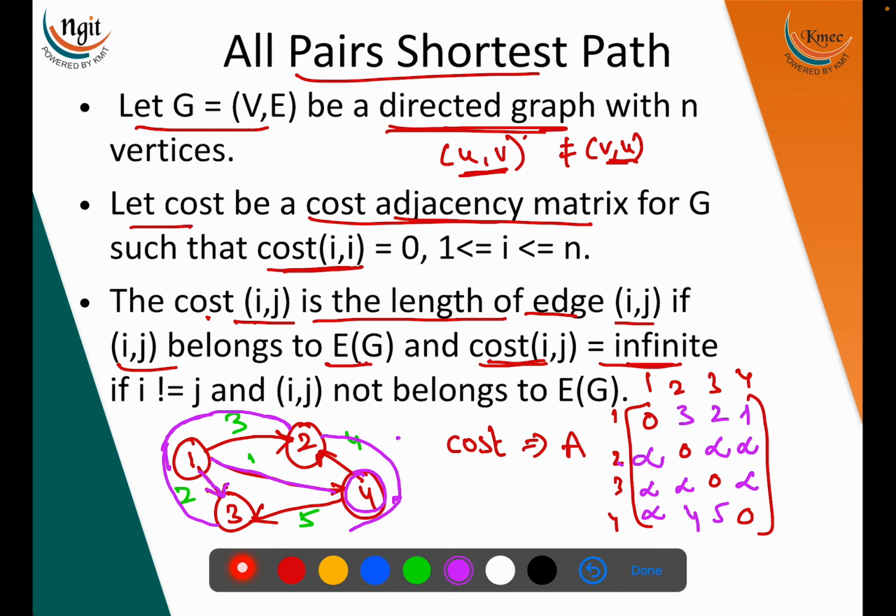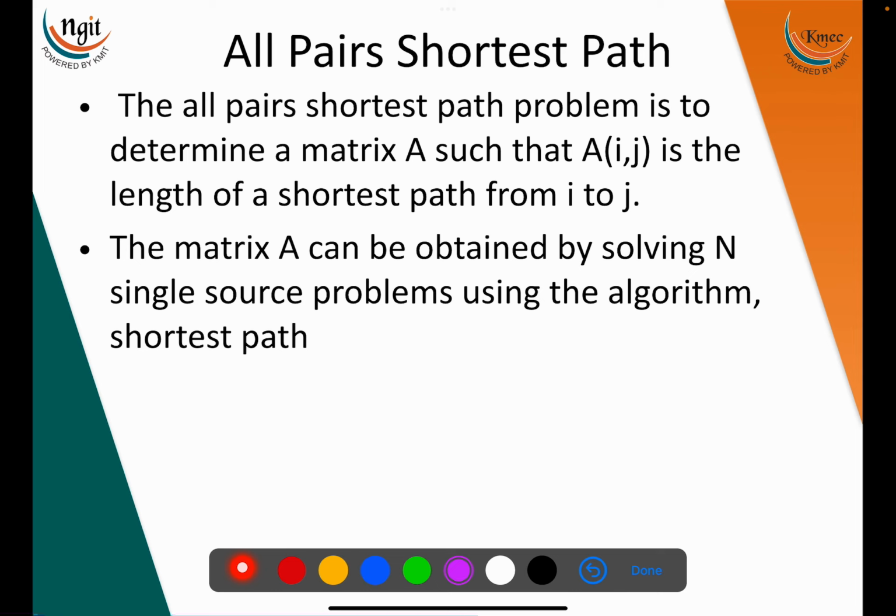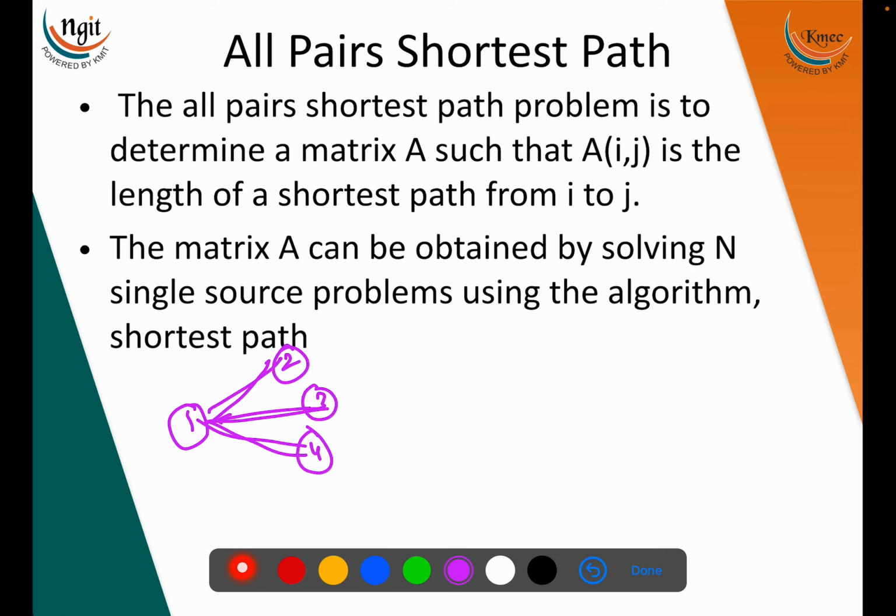So what is this problem? To find the shortest path between every pair of vertices. That is what all pairs means. The name itself tells us that we are going to find the shortest path between every pair of vertices. That means, for every pair of vertices, let us suppose, what are the paths from 1 to 2, 1 to 3, 1 to 4. If you take the second vertex, the same.